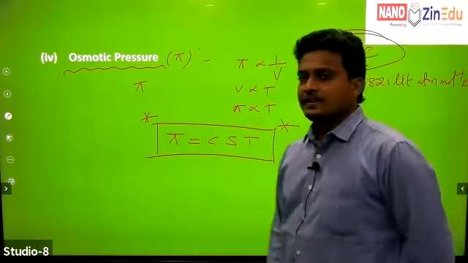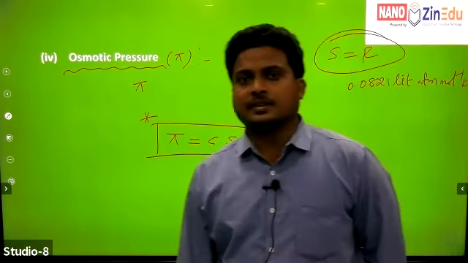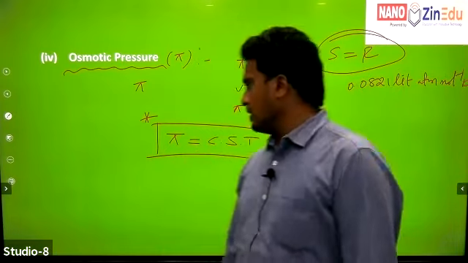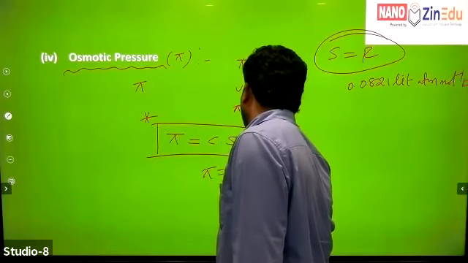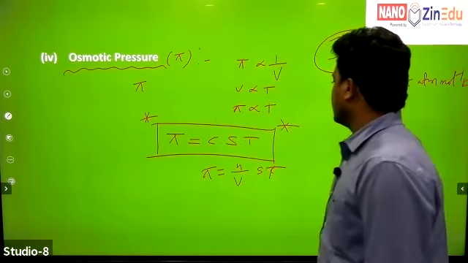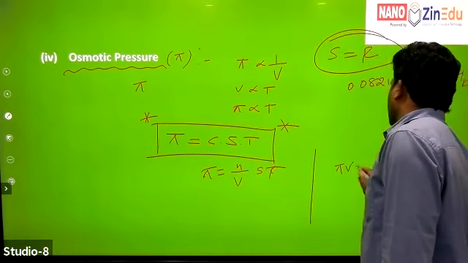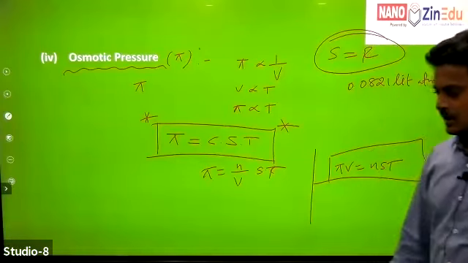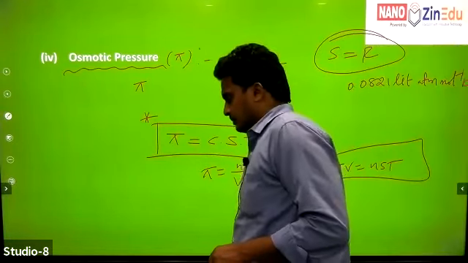How can we expand C? What is C here? The concentration term. Concentration can sometimes be expressed in molality and molarity also. If you are expressing it in molarity, can I write like this? Pi is equal to number of moles by volume into S into T. Take V to this side. Then what do we get, Amma? Pi V is equal to nST, or pi V is equal to nRT. All these formulas are most important, right?